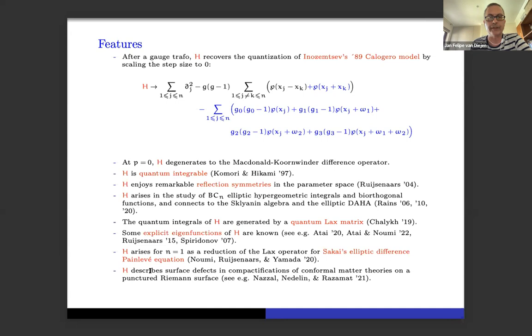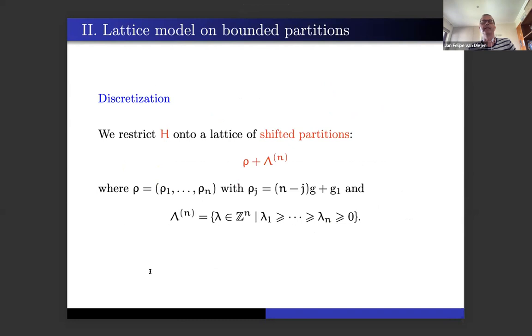And now let me go to my story. So I wanted to construct eigenfunctions of this operator, but well, not so simple. So as a good mathematician, with Tamás, we tried to reformulate this problem until we finally had it formulated in something that we could answer. And the key was we had to look at the compact versions of these models. And that means that we are going to discretize, we are going to restrict to a lattice. And in this case, the appropriate lattice is basically the lattice of partitions shifted by a deformed Weyl vector. And that's quite common.